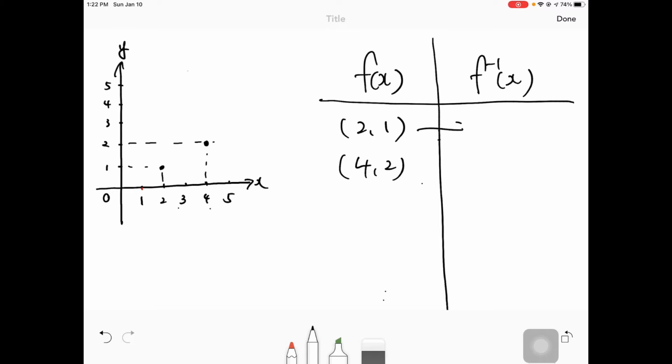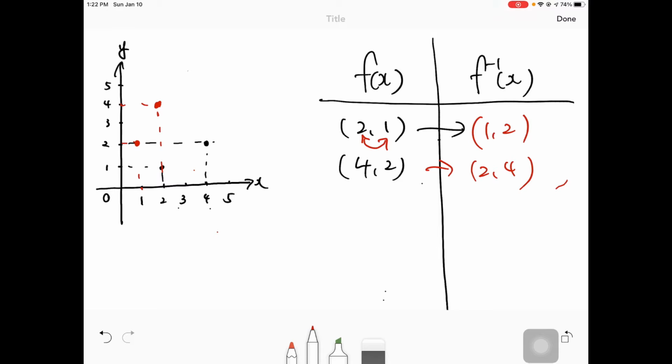Then what's going to happen if you make the inverse function of f of x? What you have to do is switch the x value with the y value of all points. So you have 2 points, 2, 1, and 4, 2. So you switch the x value and y value. In this case, the x value is 2 and the y value is 1. So you replace it: 1, 2. The next one is 2, 4. So 2, 4 here, and 1, 2 here.